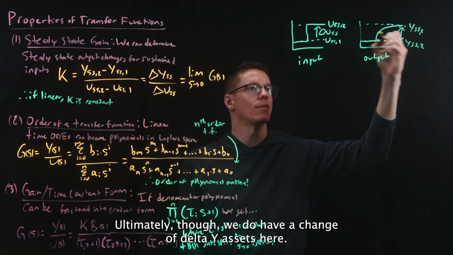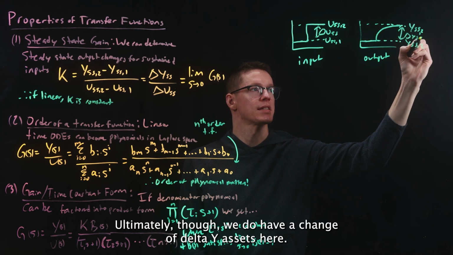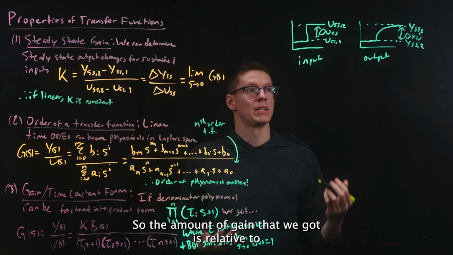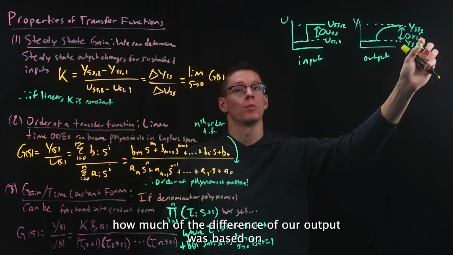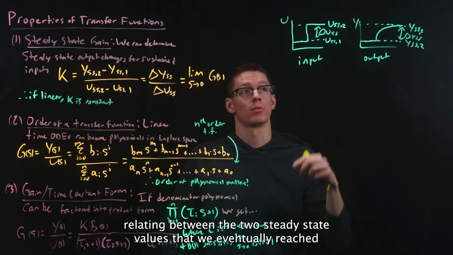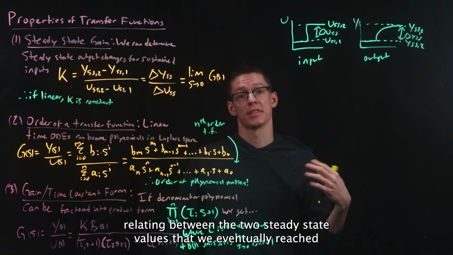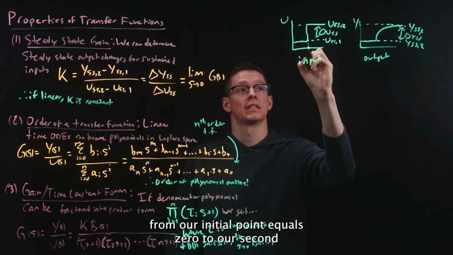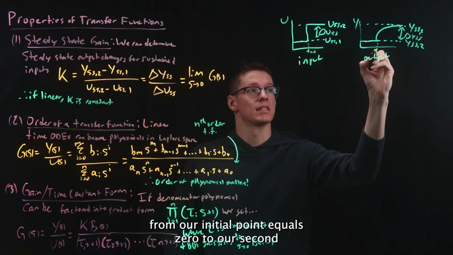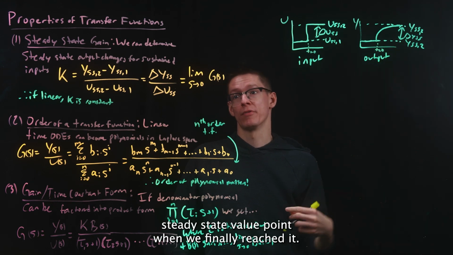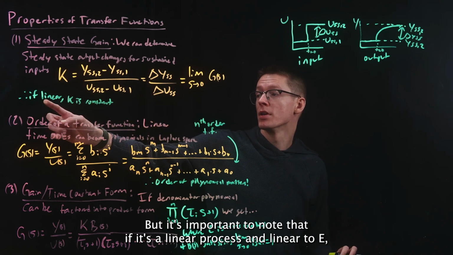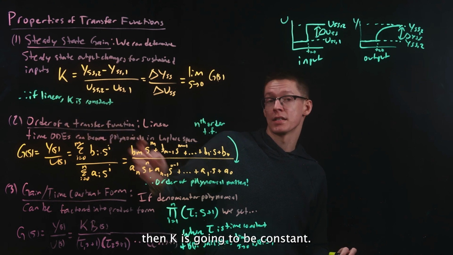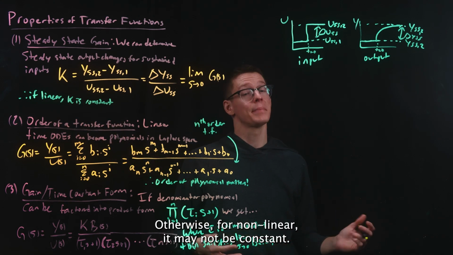Ultimately, though, we do have a change of delta YSS here. So the amount of gain that we got is relative to how much of the difference of our output was based on the sustained input relating between the 2 steady state values that we eventually reached, from our initial point t equals 0 to our second steady state value point when we finally reached it. And that could be determined as such, but it's important to note that if it's a linear process and a linear ODE, then k is going to be constant. Otherwise, for nonlinear, it may not be constant.